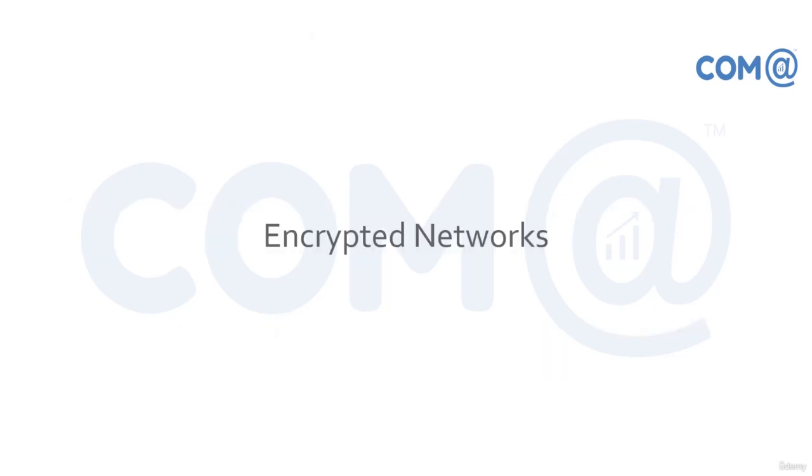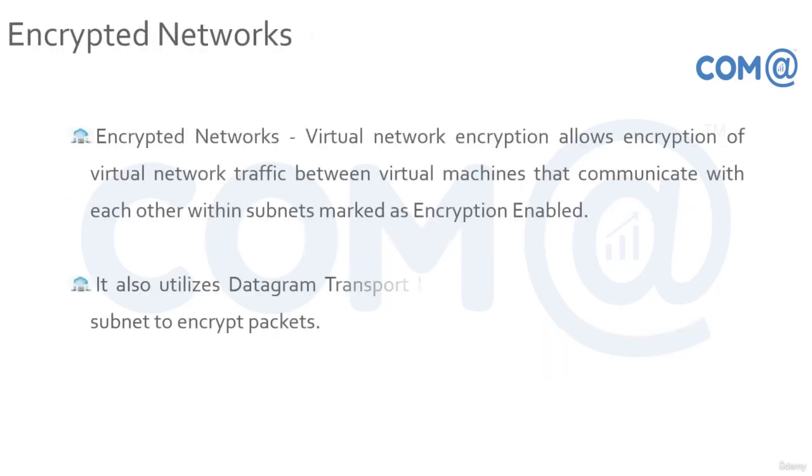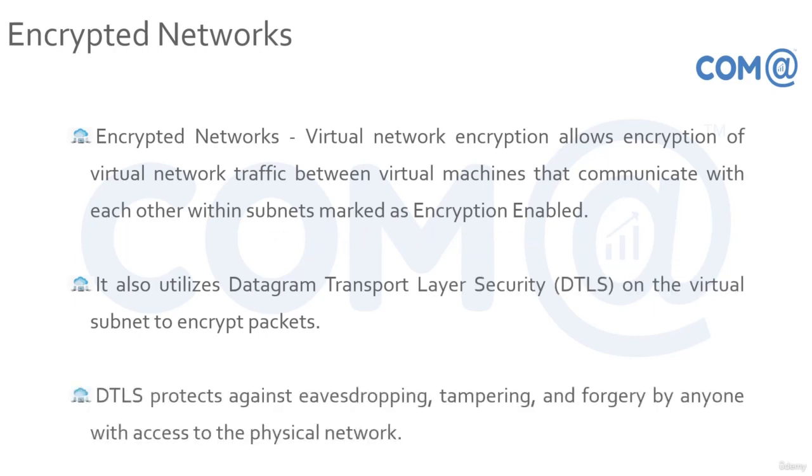And also we have encrypted networks. In the earlier version also we had the hypervisor feature where we can create the virtual network, but in the earlier version the virtual network cannot be encrypted. That is, the data which travels through the virtual network cannot be encrypted, but here now we have the virtual network encryption, which allows the encryption of virtual network traffic between the virtual machines that communicate with each other within the subnets marked as encryption enabled.